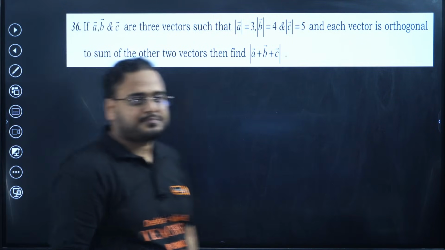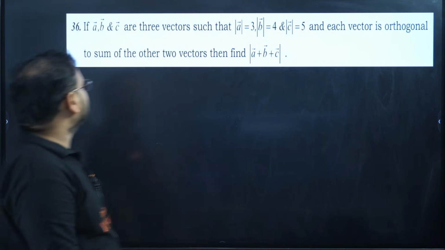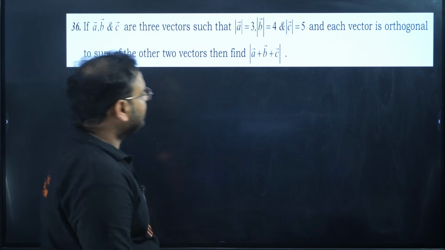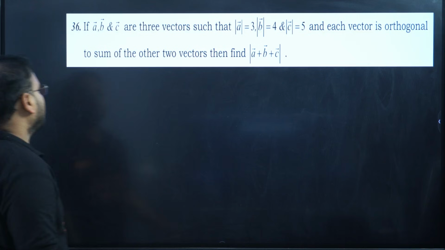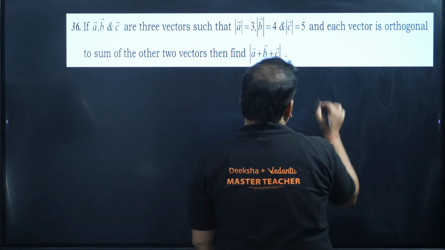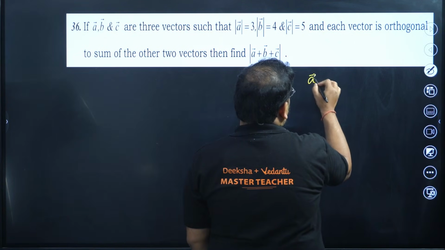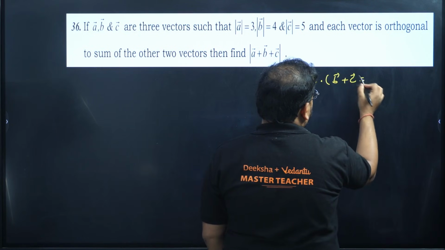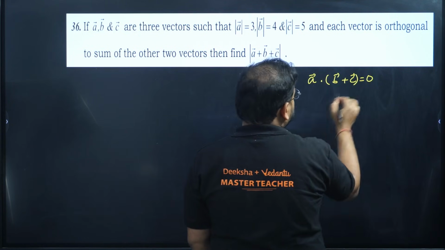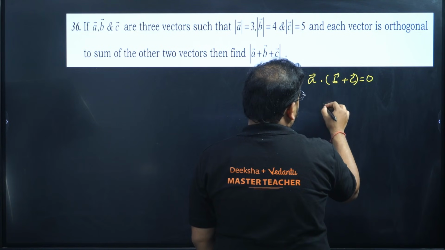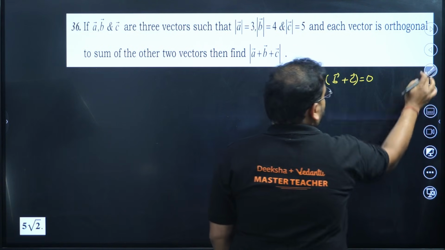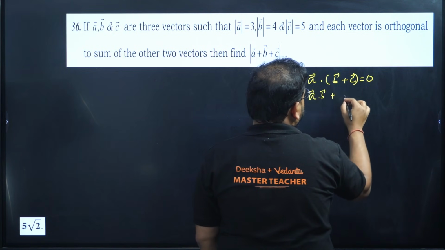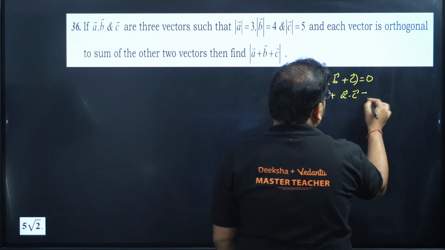36th one. If A, B, C are 3 vectors such that magnitude of A is 3, B is 4, C is 5, and each vector is orthogonal to the sum of the other two, they are saying that A is orthogonal, which means A dot (B plus C) is 0. It means A dot B plus A dot C is 0.